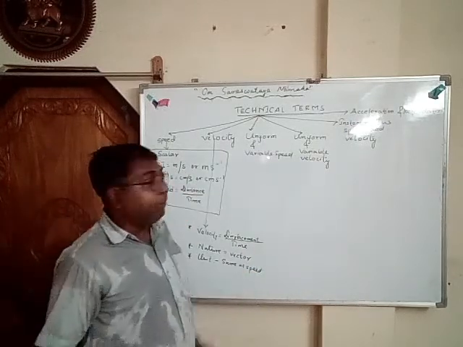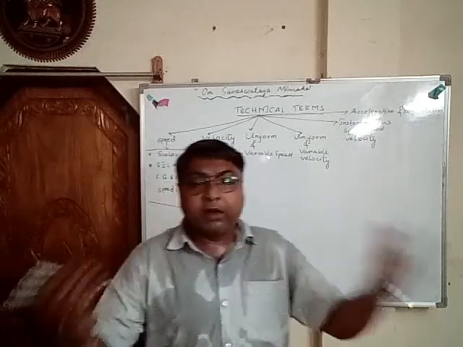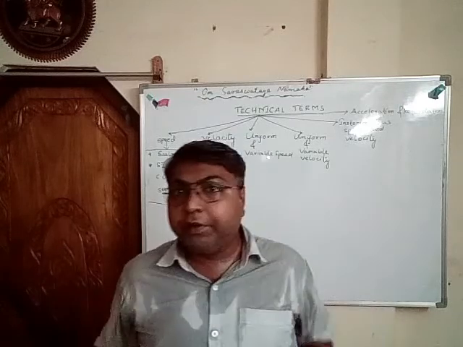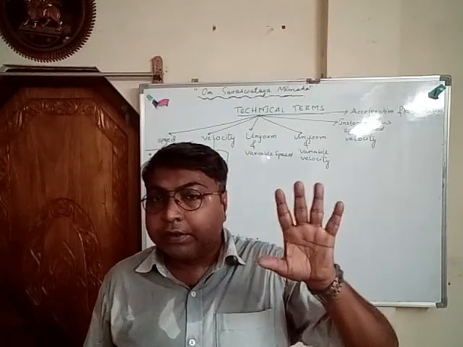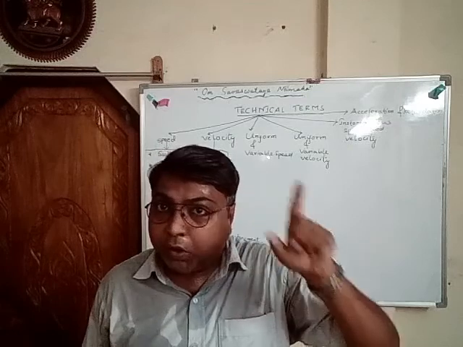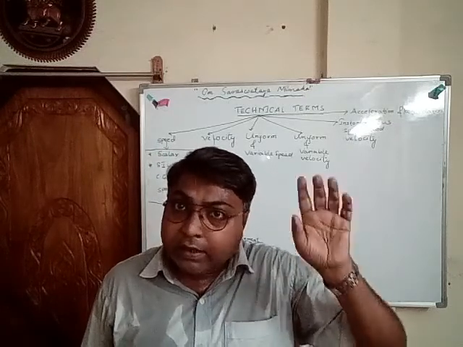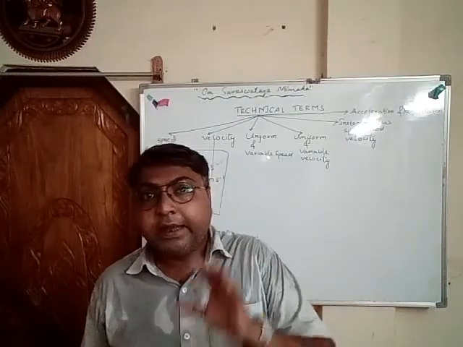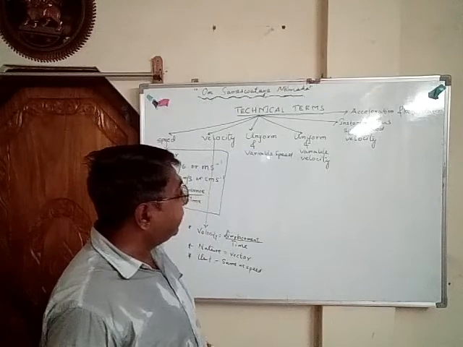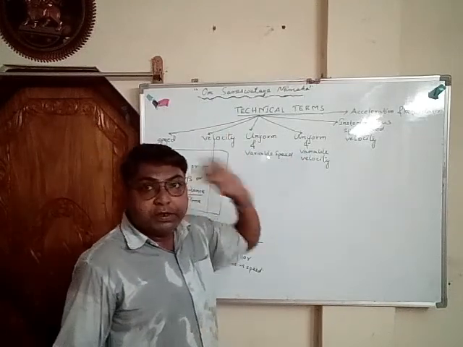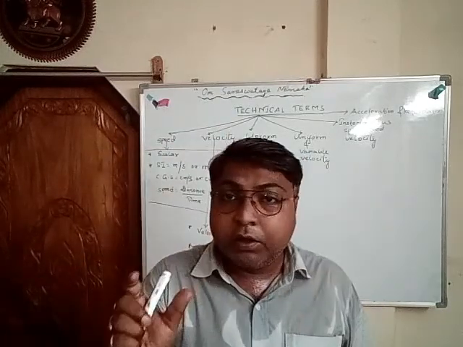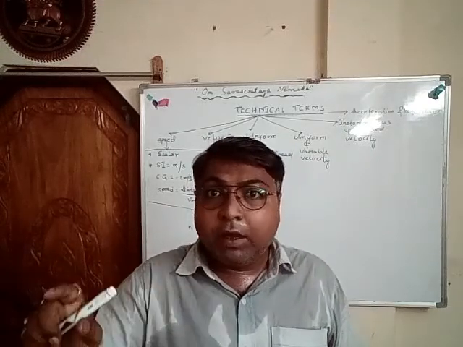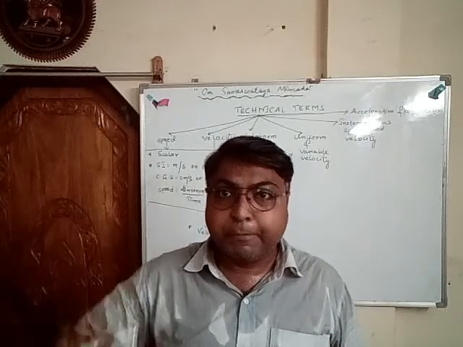Now come to uniform and variable speed. First I will start with uniform speed. What is uniform speed all about? Listen to the definition carefully. When a body covers, I repeat, when a body covers equal distance in equal intervals of time, then we say that the body is moving with uniform speed. What is the key word? A body covers equal distance in equal intervals of time.